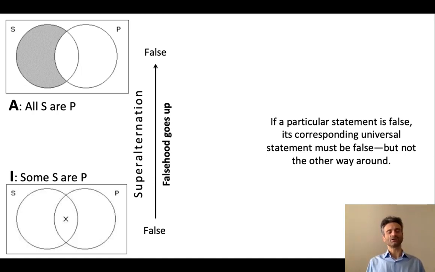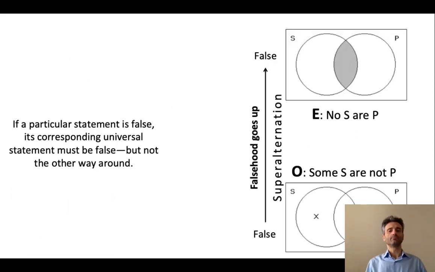Once again, ask yourself, for example, is it true that some judges are lawyers? No, it is false that some judges are lawyers. So if "some judges are lawyers" is false, it means that there are some judges that are not lawyers. And consequently, it is false that all of them are lawyers. Right? So falsity goes up by superalternation.